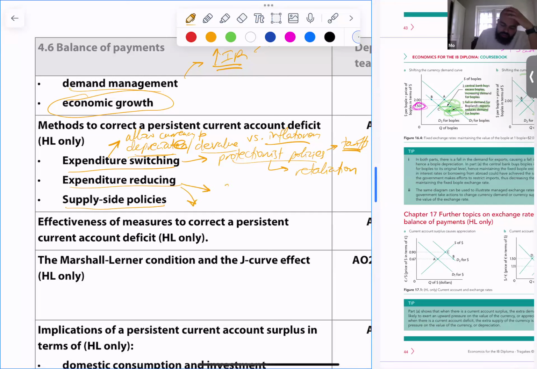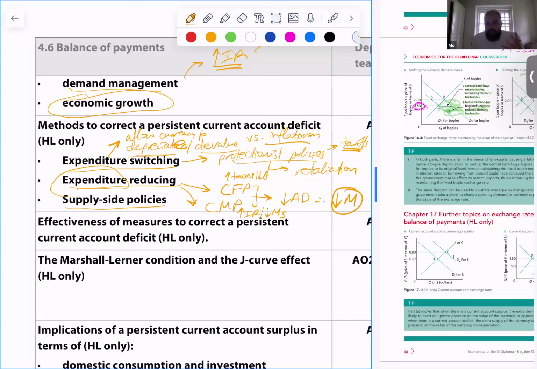Expenditure reducing. Basically, you try to use contractionary fiscal policy and contractionary monetary policy. The aim is to decrease AD and therefore decrease import expenditure altogether. By decreasing expenditure altogether, you raise taxes, cut G, raise the interest rate, and decrease the money supply. By doing all of this, you are reducing the overall expenditure in the economy, including expenditure on imports.